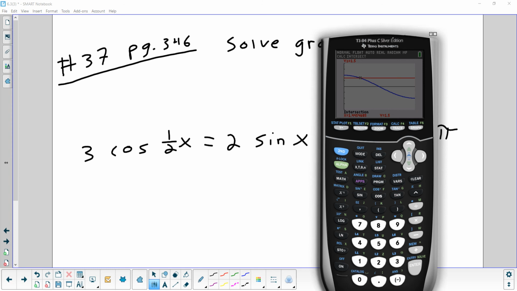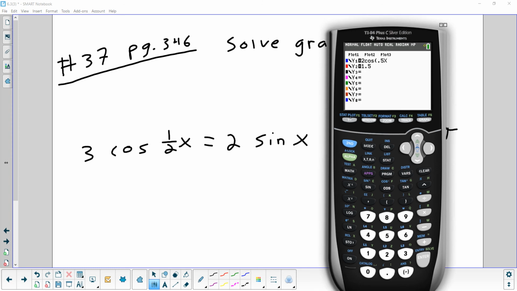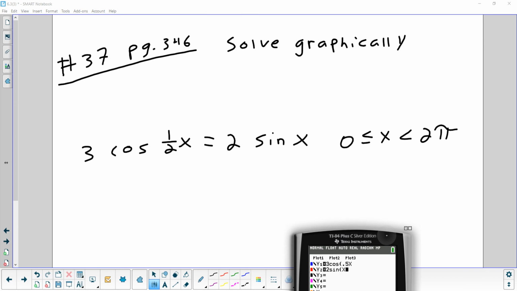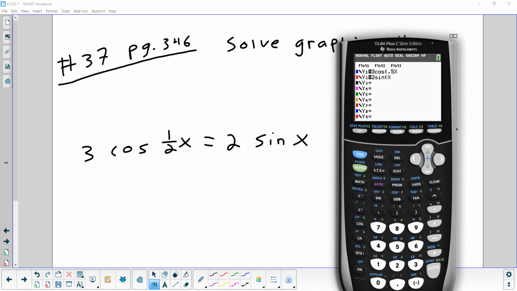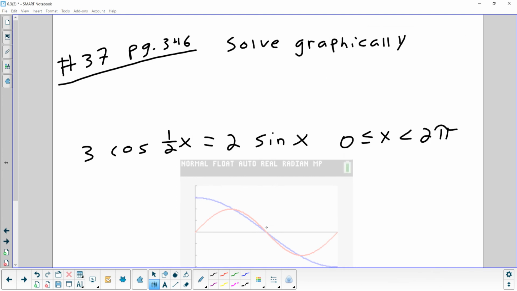Okay, so same approach. Put 3 cosine 0.5x in y1. It's not critical you close the parenthesis. It's fine. And then 2 sine x in y2. 0 to 2 pi again, so the window should be all set. Let's hit graph. And this is a little more complicated because we have 2 trig functions crossing. How many times does it look like they cross each other?